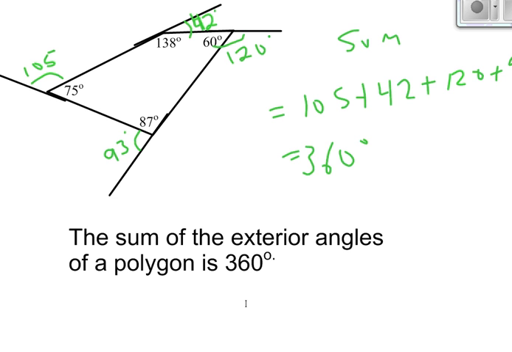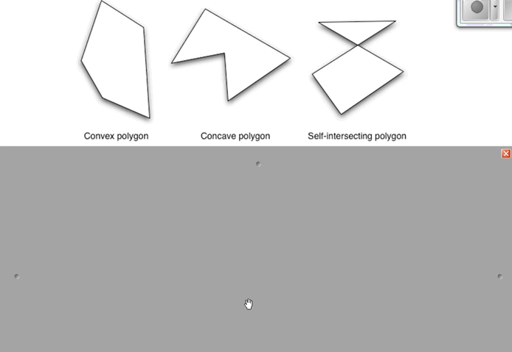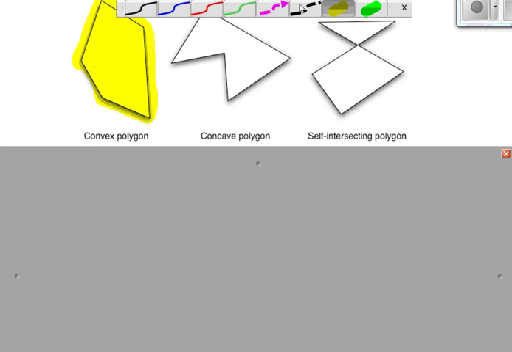Now, I do want to make one little point: whenever I've been talking about polygons, I've been talking about a certain type of polygon, and that's a convex polygon. A convex polygon is kind of a regular looking polygon with nice sides and nice angles. So the rules about the exterior angles adding to 360 and the interior angles adding to 180n minus 360, those rules do not apply to this weird looking polygon here.